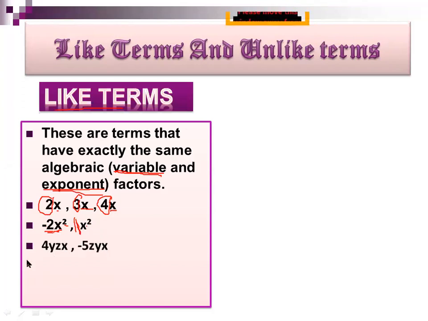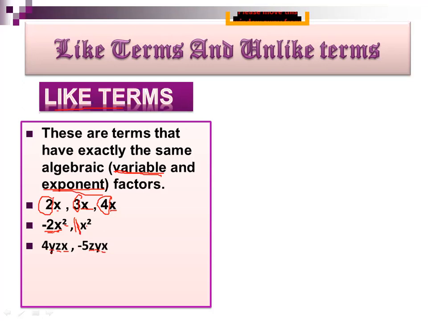Next, what you have here is 4yzx, and the other term is minus 5zyx. Now, are these like or unlike? As you can see, the variable here is y, here is y, here is z, here is z, here is x, here is x. So although the variables are the same, their arrangement is slightly different. It's okay if the arrangement is different. That doesn't mean they are unlike terms.